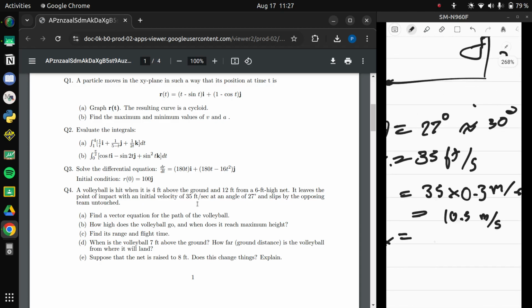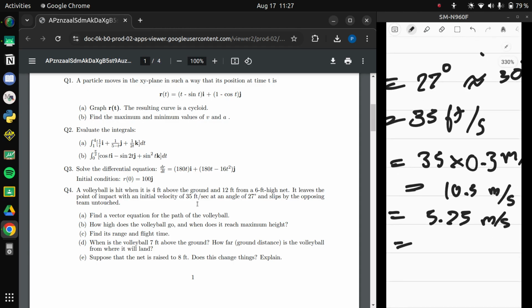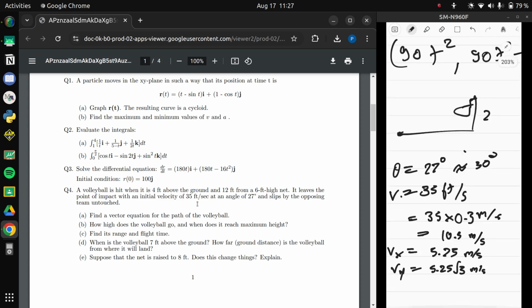So then it's just like 5.25 meters per second, and then y, that's just gonna be square root 3 by 2 of this stuff. So just 5.25 square root 3 meter per second. Cool. 41. Find the vector equation.